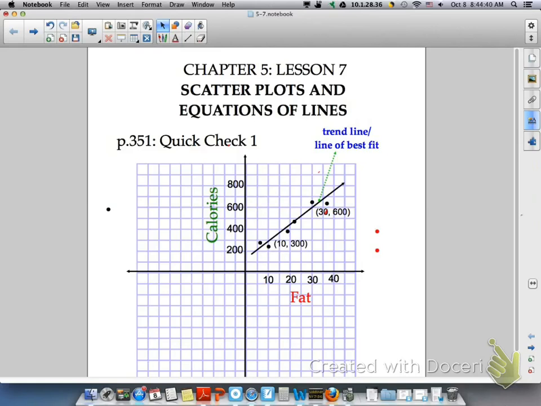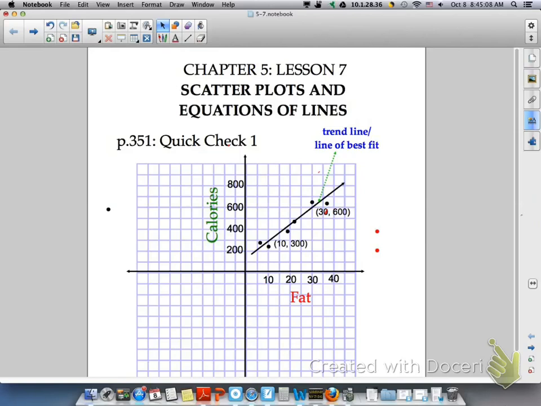You see that trend line? All right. Now, is it exactly where it should be? We don't know. One of the things that we're going to learn is to come up with the best trend line that you can possibly come up with. It's called the line of best fit. That's a good title.